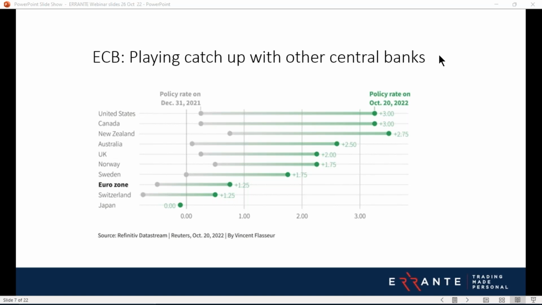Whether that means there's a massive trend reversal in the single currency really depends on this confirmed pivot, if you like, from the Fed. That would then weaken the dollar further, but we won't really get any signals from that, of course, until next week's FOMC meeting.